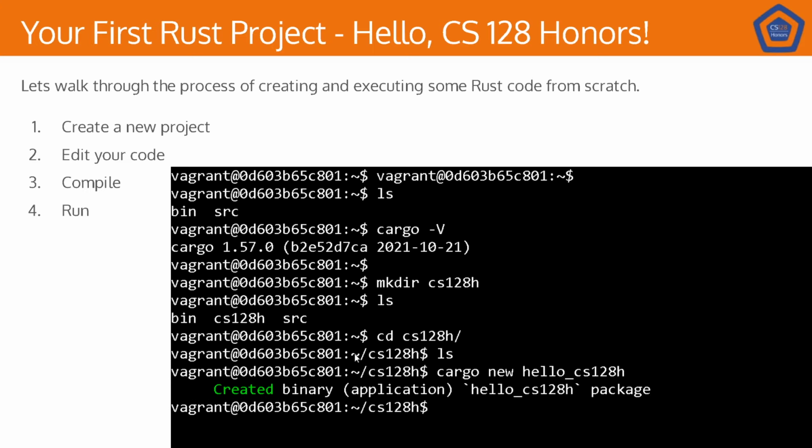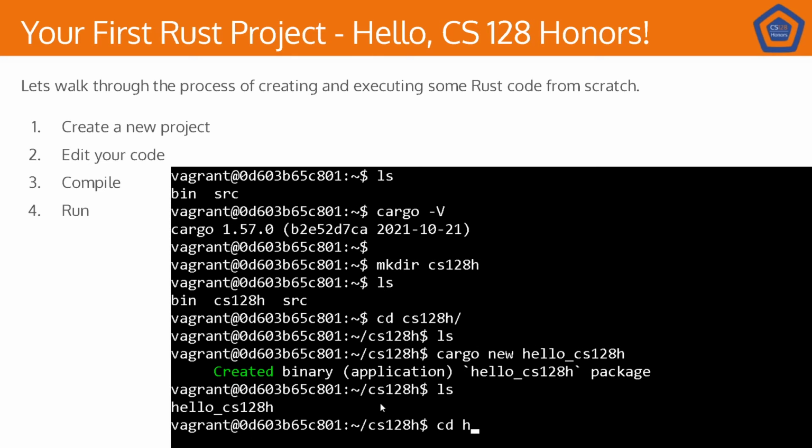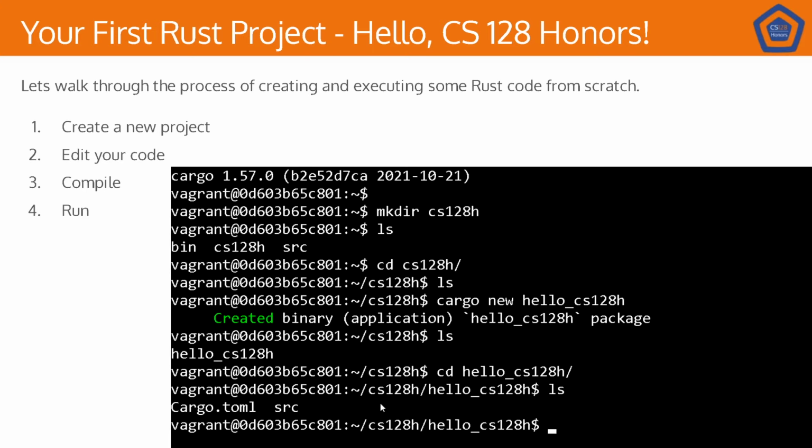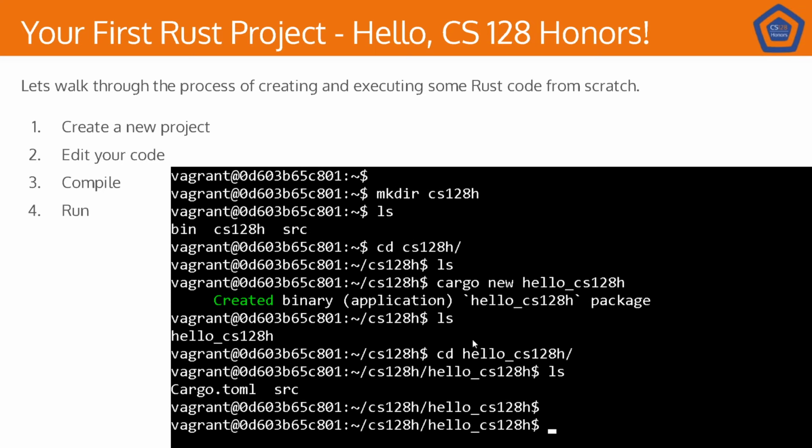It'll take a moment. And we can see that it has finished creating some new application, hello CS128 honors. ls, we see the folder, we can move into the folder. ls. Okay, now we have two things, cargo.toml and the source folder. First, let's look at this toml file.